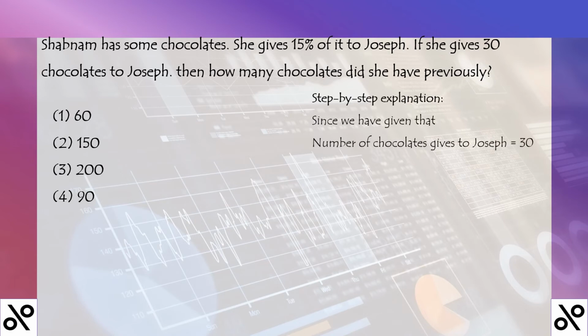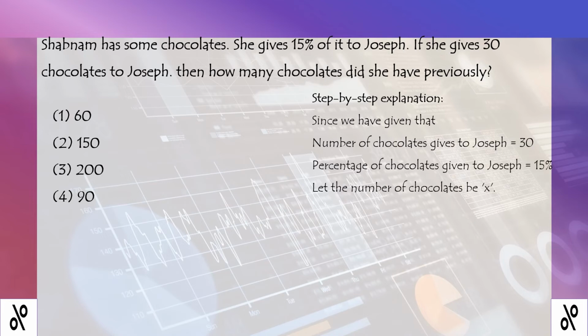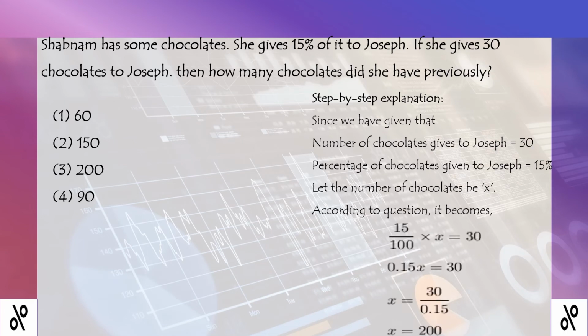Since it is given that the number of chocolates given to Joseph is 30 and the percentage of chocolates given to Joseph is 15%, let the number of total chocolates be x because we do not know that. So according to the question, it becomes 15 upon 100 into x, the total number of chocolates we do not know, is equal to 30. So 15 upon 100 is 0.15x equal to 30.